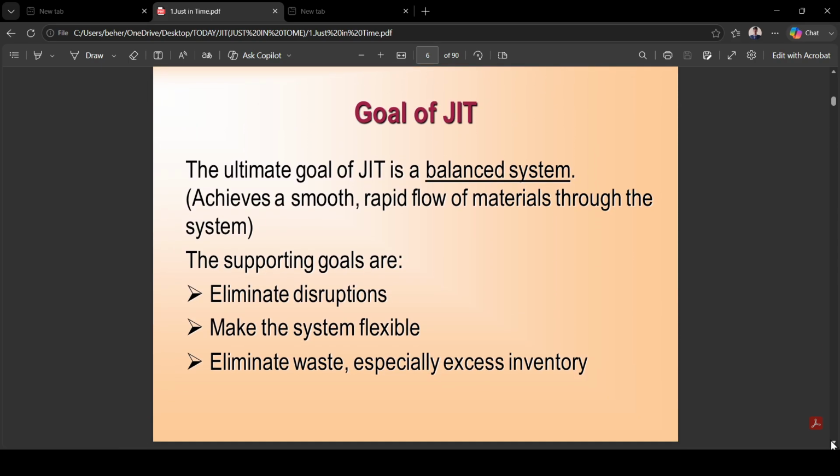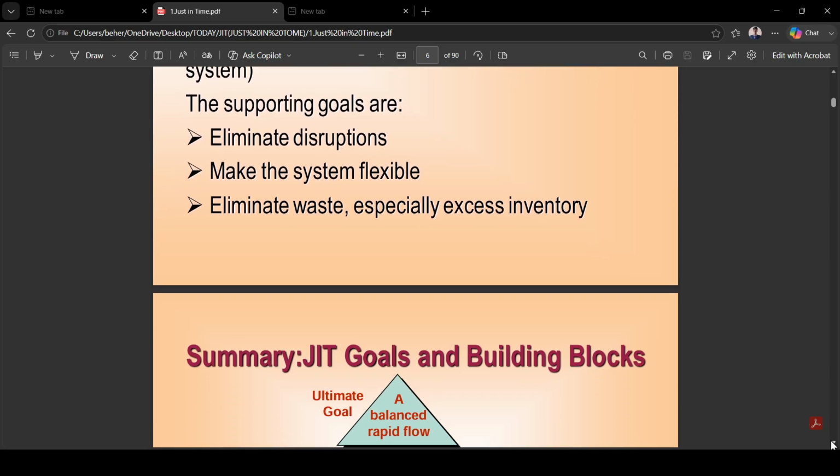Goal of the JIT. The ultimate goal of JIT is a balanced system. It achieves a smooth, rapid flow of material through the system. The supporting goals are to eliminate disruption, make the system flexible, and eliminate waste, especially excess inventory.